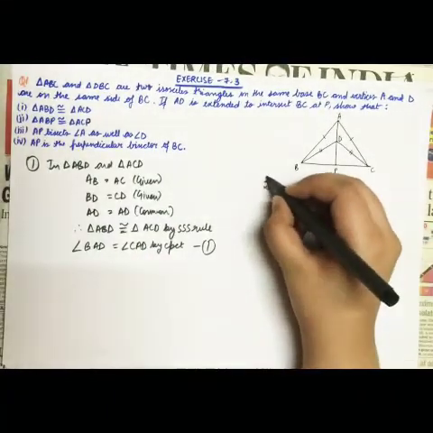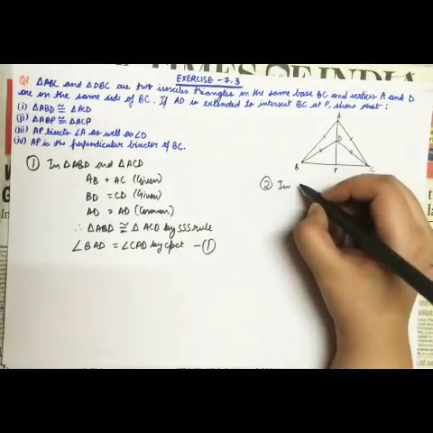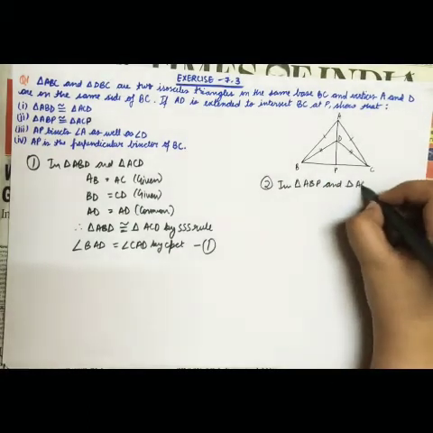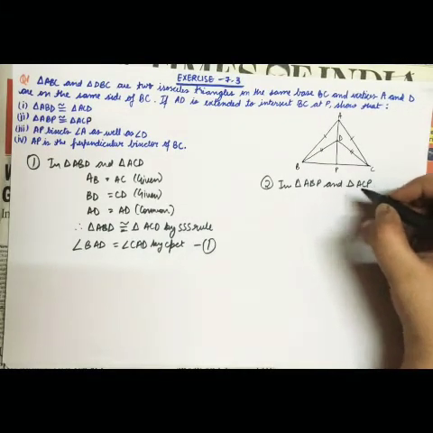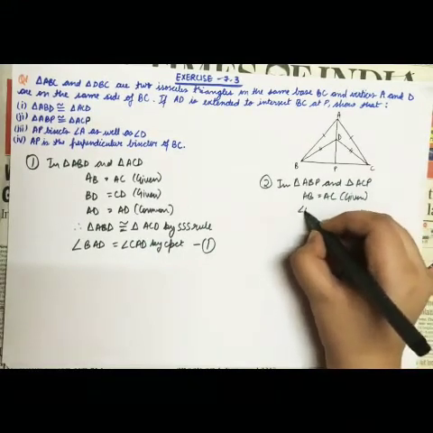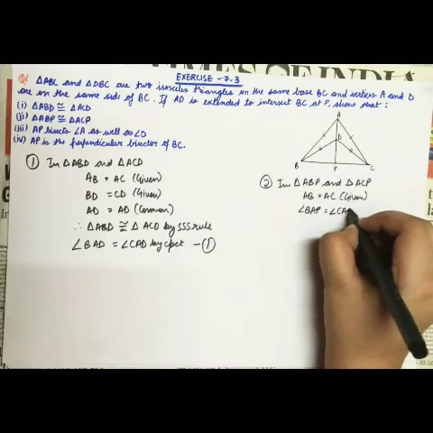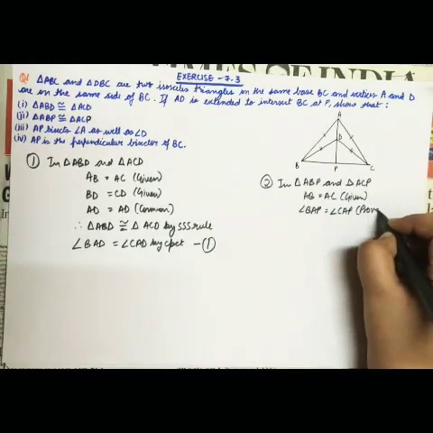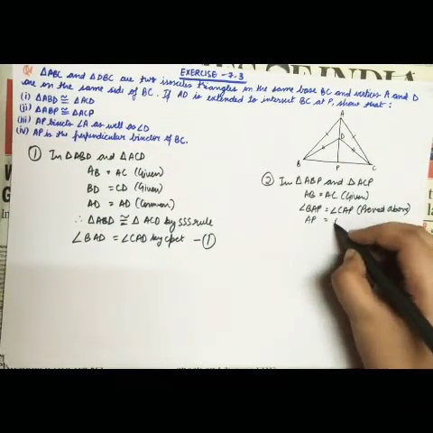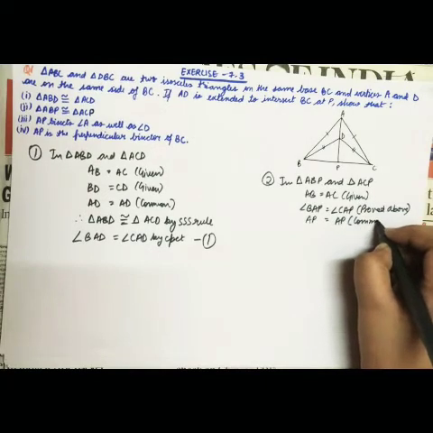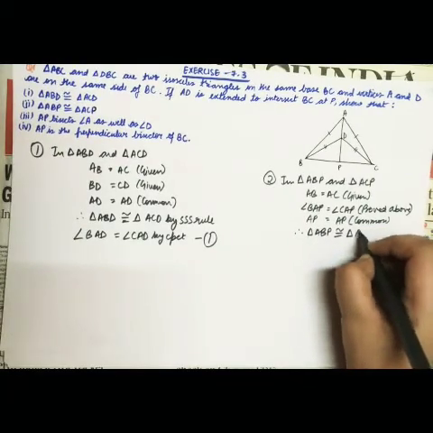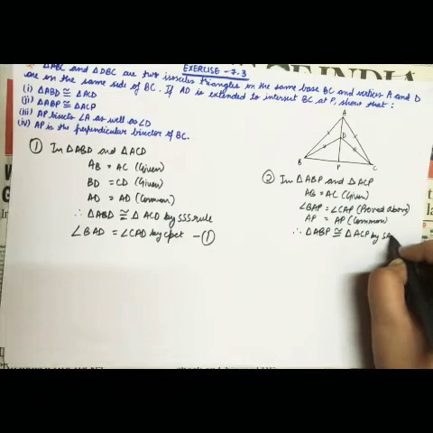So now second, in triangle ABP and triangle ACP, we can say that AB is equal to AC, given, angle BAP is equal to angle CAP, which we have proved above. Now AP is equal to AP as they are common. Therefore, triangle ABP is congruent to triangle ACP by SAS rule.